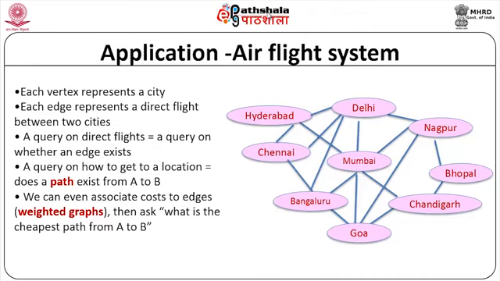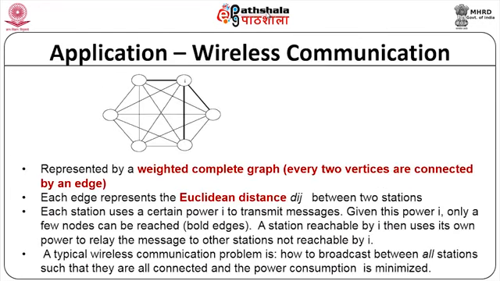Query on how to get to a location: does a path exist from A to B? For example, if you want to go from Delhi to Goa, you have to go from Delhi to Mumbai and then Goa. So, that is a path. We can even associate cost to edges. So, what is the cost of the flight, weighted graphs, and then ask what is the cheapest path from A to B. These are some of the questions that you can ask with this representation of an air flight system. We will see another application of wireless communication.